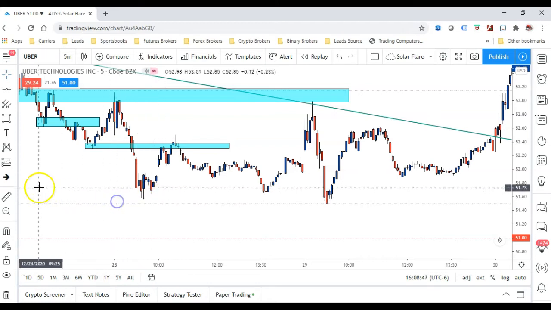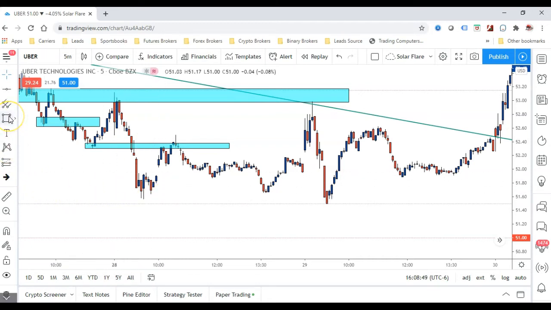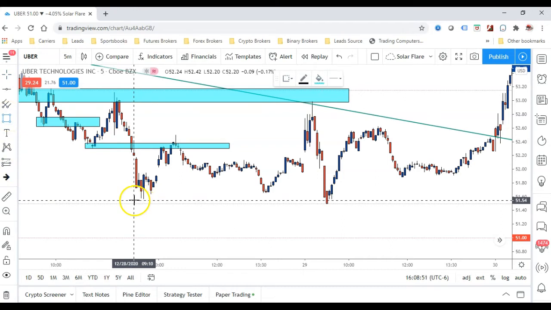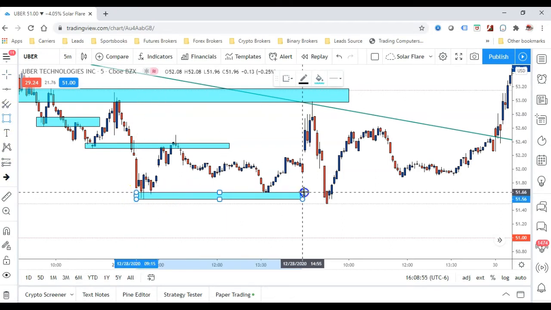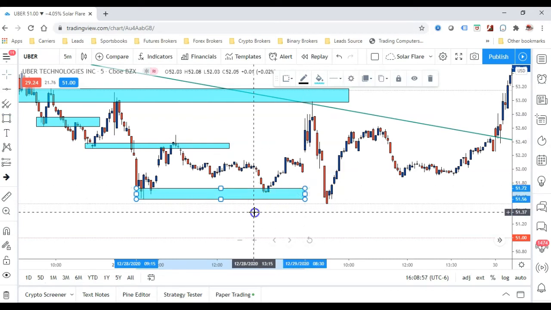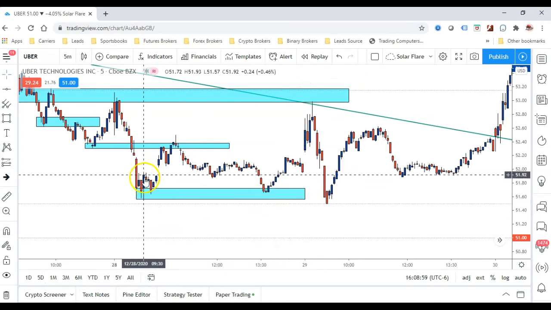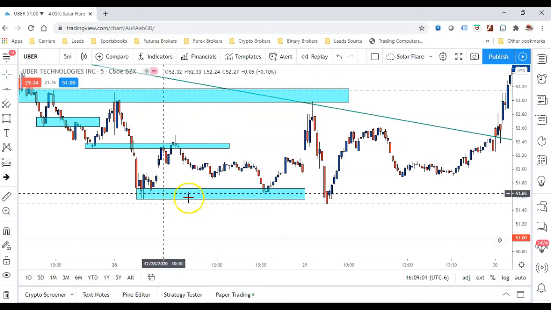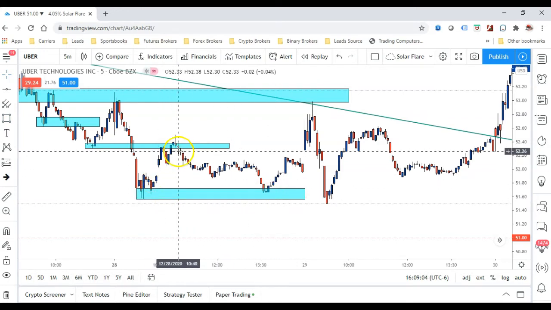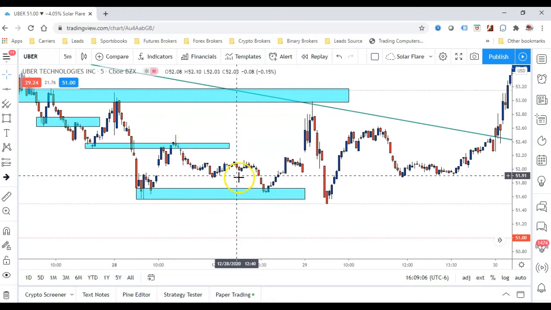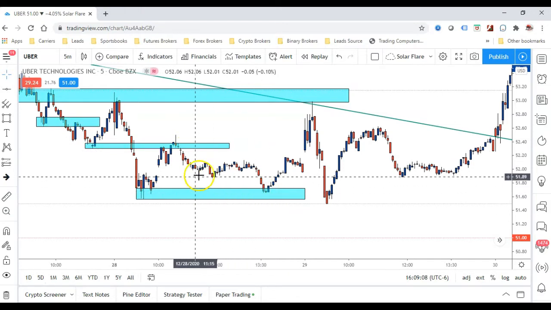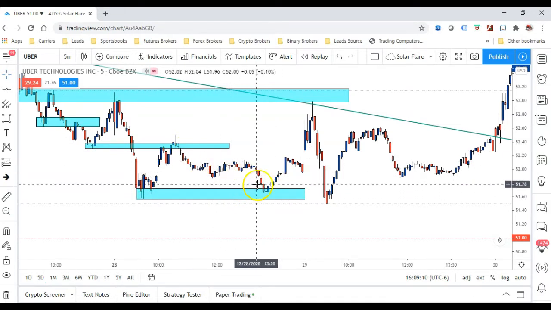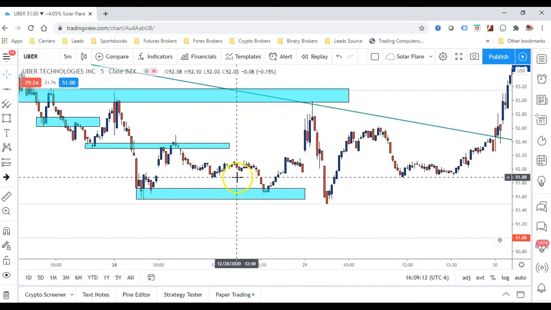Anytime that you're familiar with that, just set up a zone for it. Right, so you set up a zone through the wick. As you can see here, this was a big candle. So this is the zone. You could have easily ridden it from this zone all the way back down to this zone, or you could have got out at any time. But you'd have made very good profit during that.